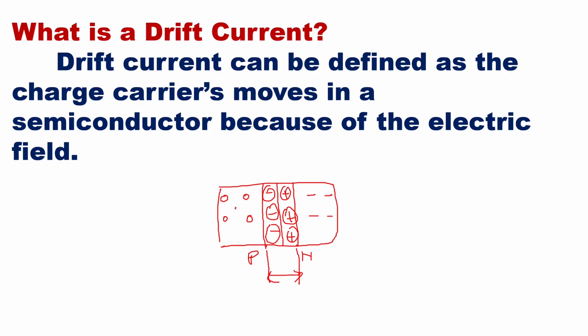Now the electrons which were there as minority charge carriers in p type will be supported by this negative positive polarity to move, and even holes which were minority on the n side will also move because of the positive ions here. That acts as a repulsive force, so they start moving, and that movement is called drift current. So drift current can be defined as the movement of charge carriers in a semiconductor because of the electric field which is developed by the potential difference in the depletion region. That electric field makes these charge carriers move.